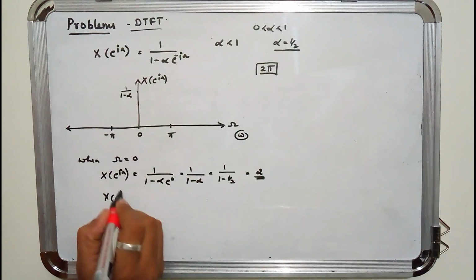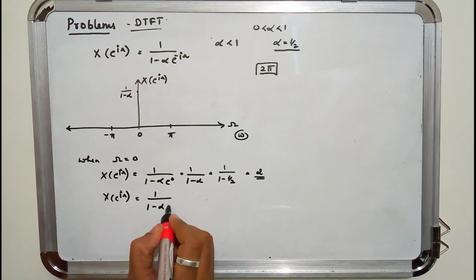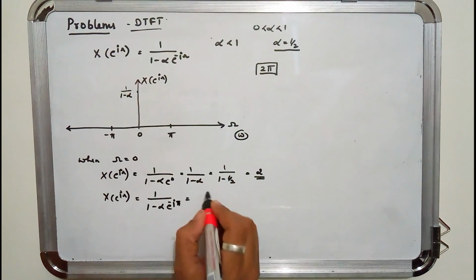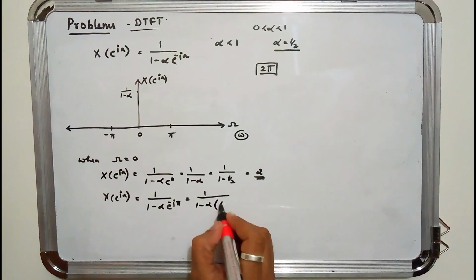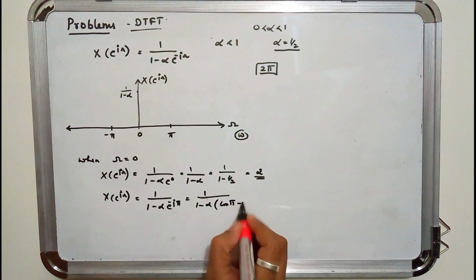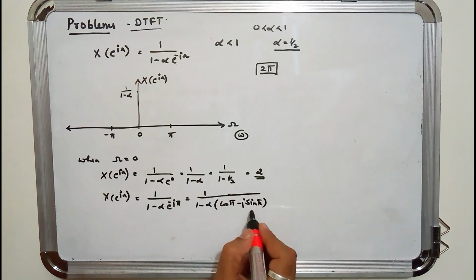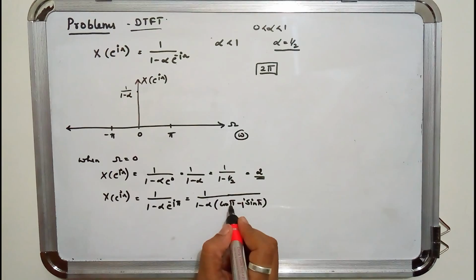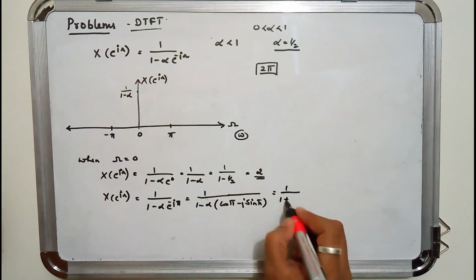X of e power j omega is 1 by 1 minus alpha into e power minus j pi. That will be equal to 1 by 1 minus alpha into e power minus j pi, which is cos pi minus j sin pi. Now what is sin pi? Sin pi is 0, sin 180 is 0, cos pi is minus 1. So I will be getting 1 by 1 plus alpha.